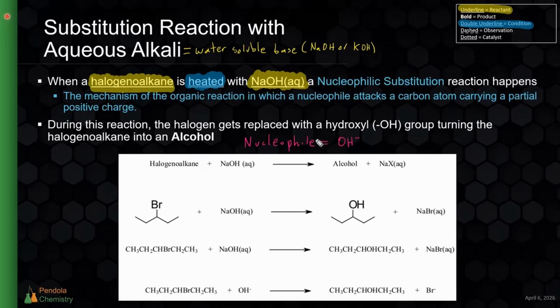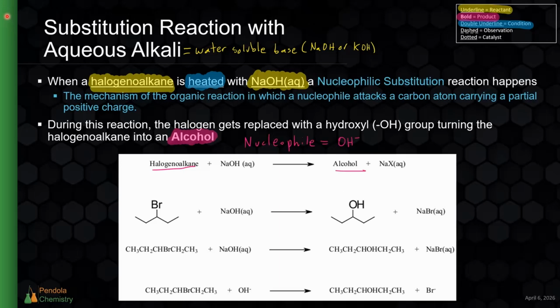So the hydroxide ion comes in, kicks out the halogen, and introduces a hydroxyl group to the organic compound, making it an alcohol. The alcohol here is bolded because the alcohol is going to be our product. In this particular reaction, a halogenoalkane gets converted to an alcohol.